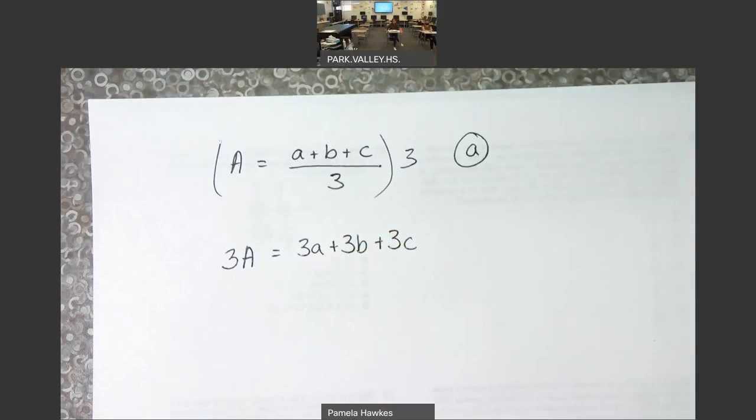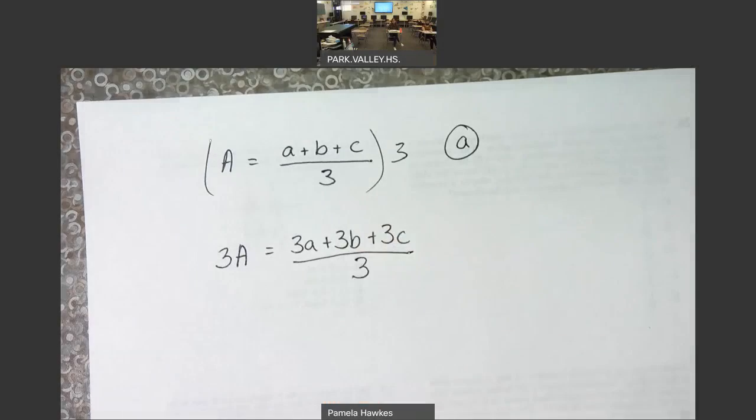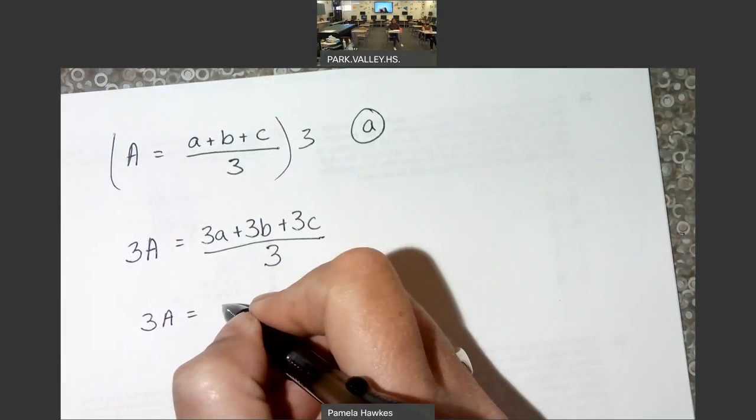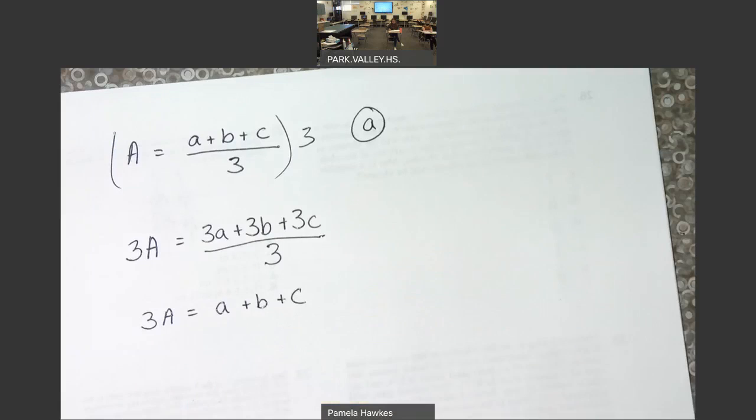Yes or no? Who said no? Tell me why. This is right if I put what? Divide by 3 on the bottom, right? If I do that, it's okay. But they just cancel out. So it should have been 3a equals what? A plus B plus C, right?